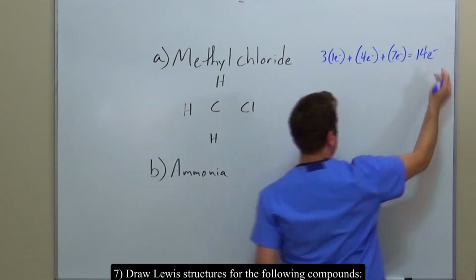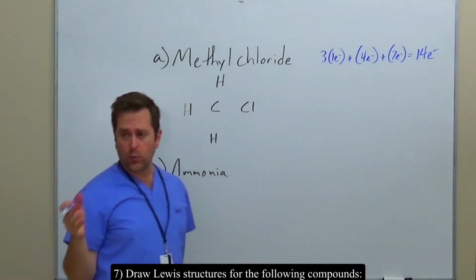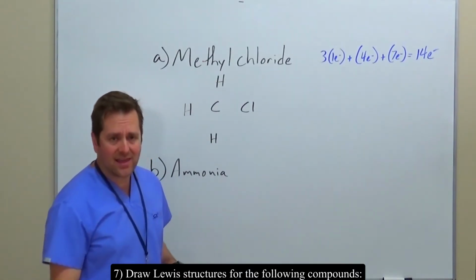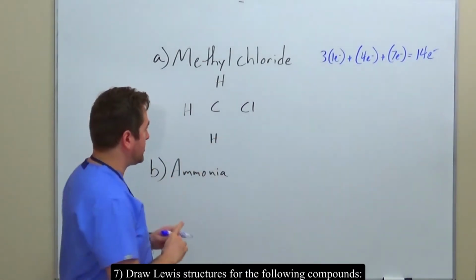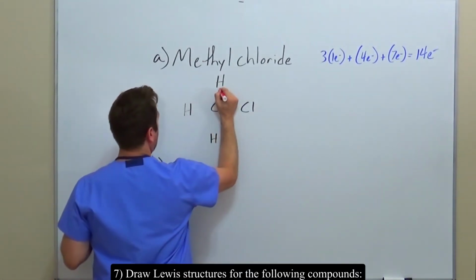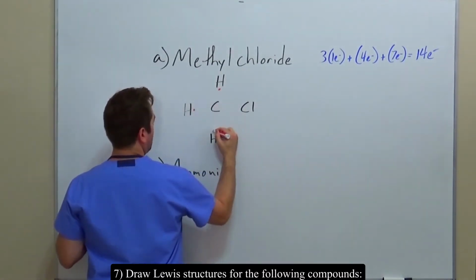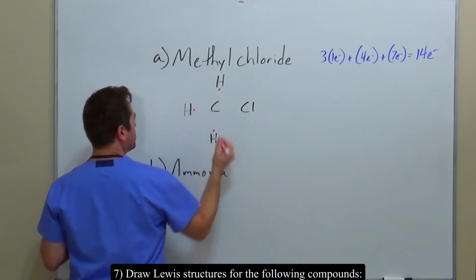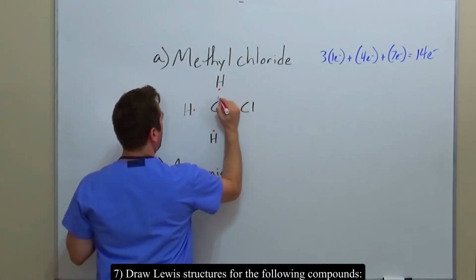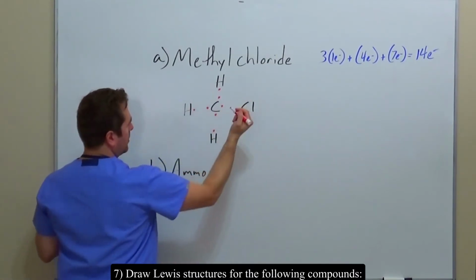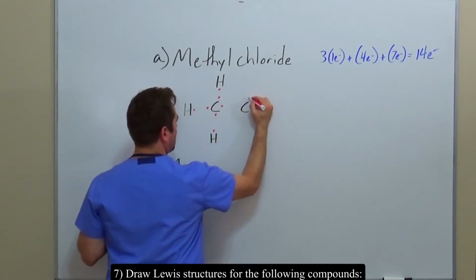14 total electrons that we have to account for within our Lewis structure. Now I'm going to go forth and just add the individual valence electrons. I know that this hydrogen has that valence electron, this one has that one, this one has that one. Okay, that takes care of the hydrogens. Now the carbon. I need 4 valence electrons around the carbon. And then the halogen, which is chlorine, I need 7.